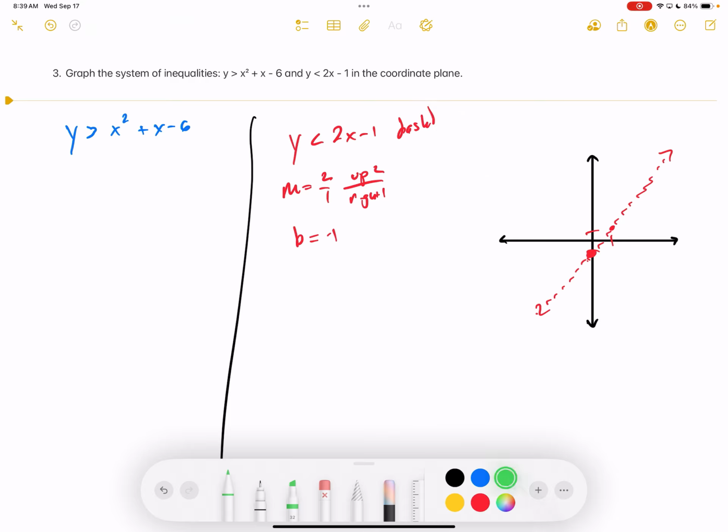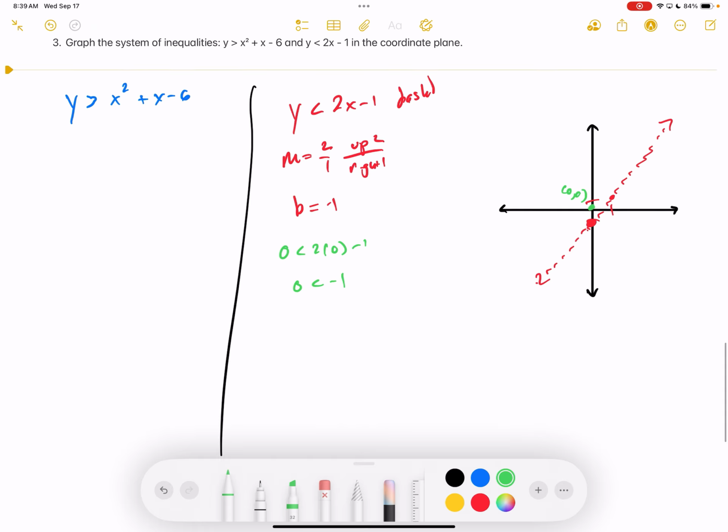To shade, we can use 0, 0 again. 0 is less than 2 times 0 minus 1. Is 0 less than -1? No, right? So we shade away from 0, 0. I'm going to shade to the right of that red line or below it.